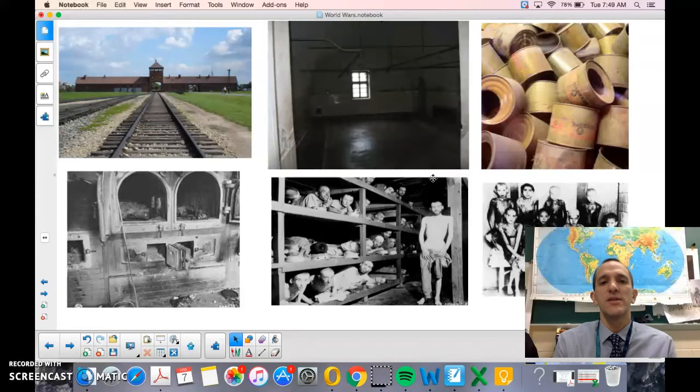Again, we'll talk more about this in class. Just a couple images here. This is coming into the camp. A lot of people, when you arrived in the camp, they would tell you, maybe they were going to clean you up and have you shower.